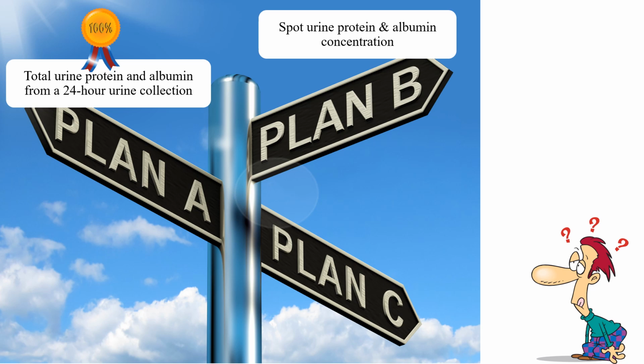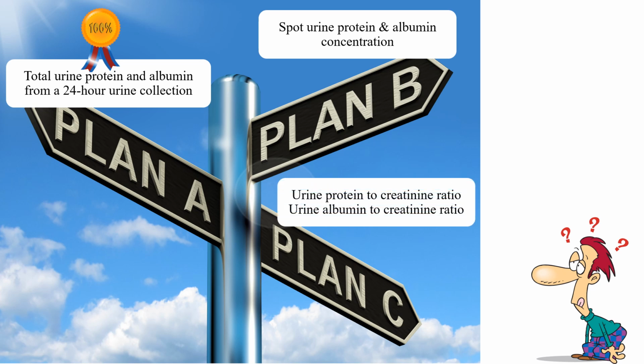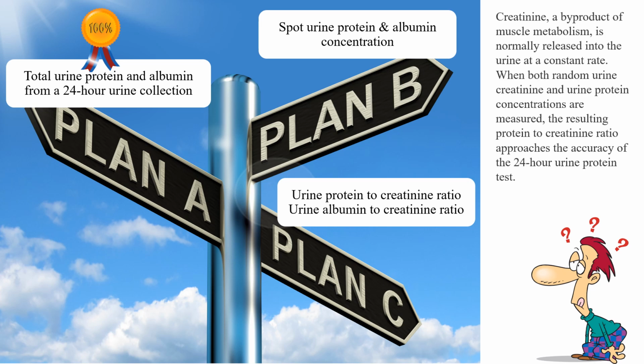To correct for the variation in urine concentration, we commonly measure random urine protein and albumin concentrations and normalize these measurements to urine creatinine concentration. Creatinine, a byproduct of muscle metabolism, is normally released into the urine at a constant rate. When both random urine creatinine and urine protein concentrations are measured, the resulting protein to creatinine ratio approaches the accuracy of the 24-hour urine protein test.